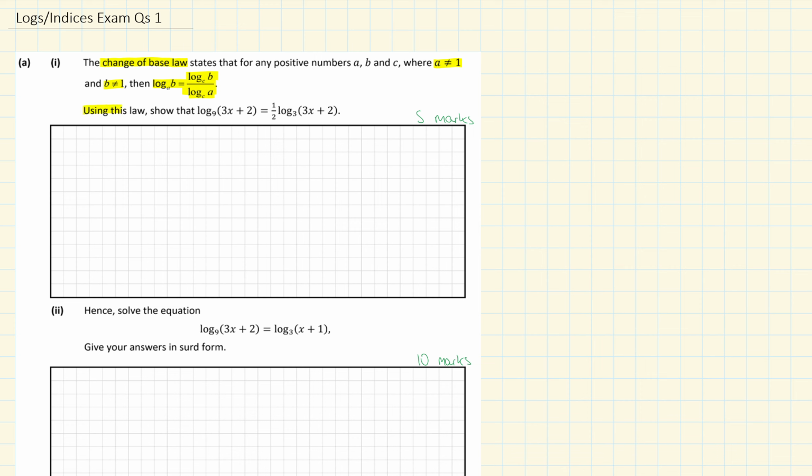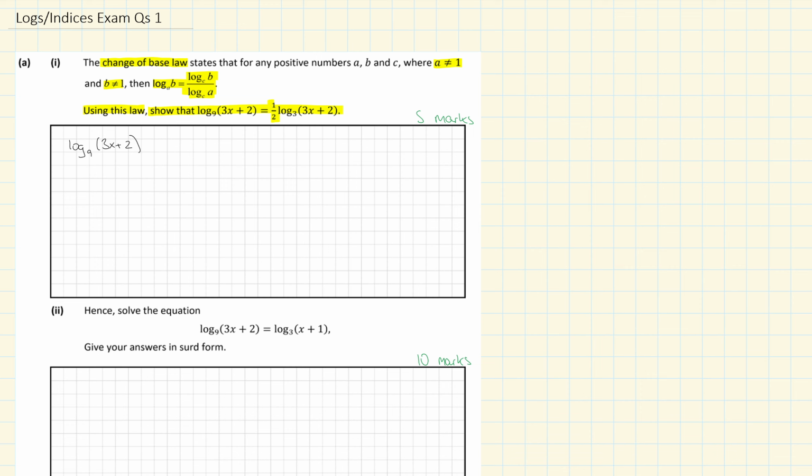So they say using this law, and they want us to show that log to the base 9 of 3x plus 2 can be rewritten as a half times log to the base 3 of 3x plus 2. That's fine. So we start off with our original one. We have log to the base 9 of 3x plus 2.